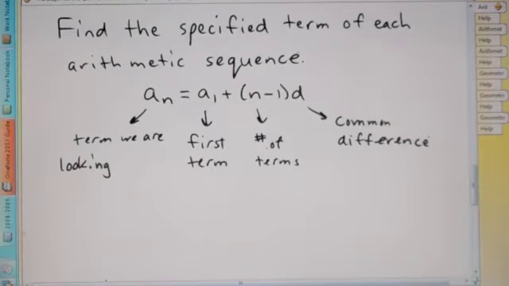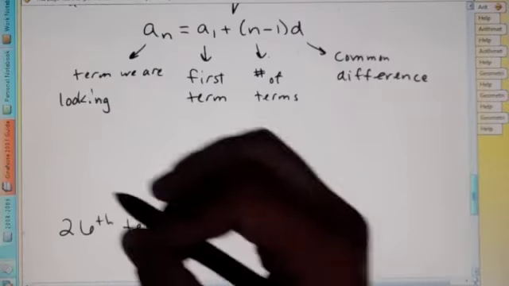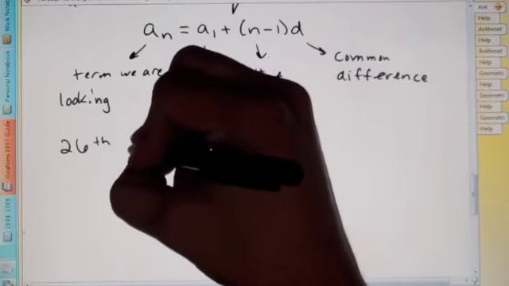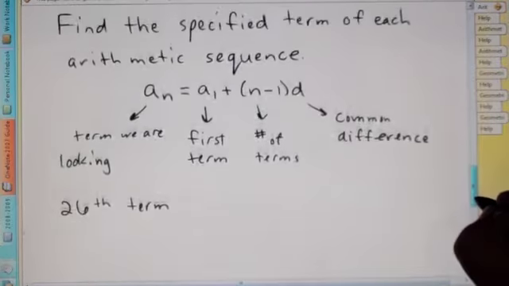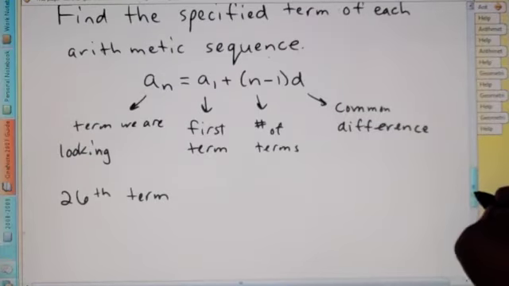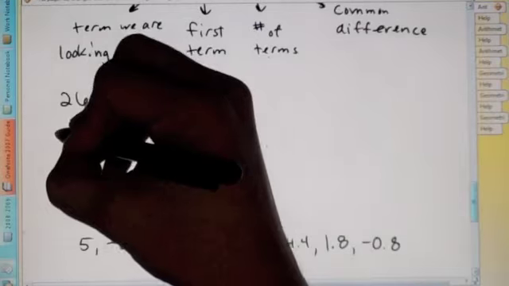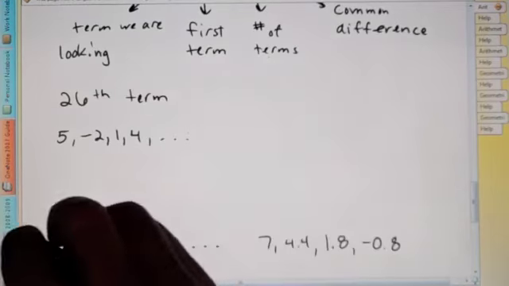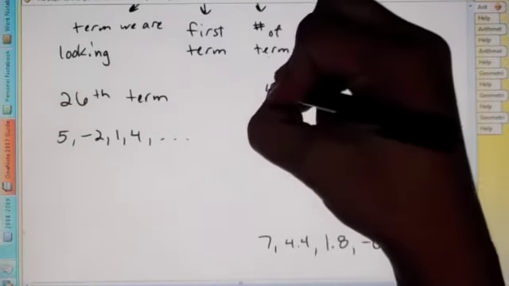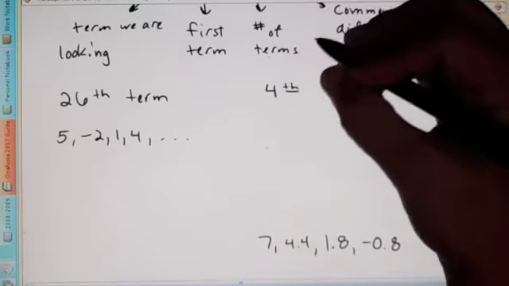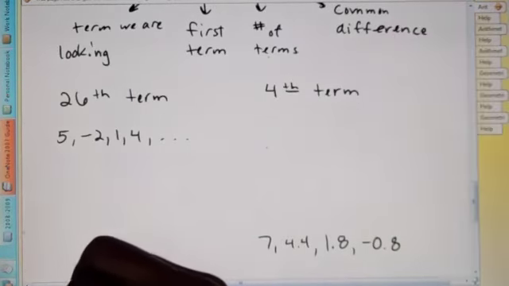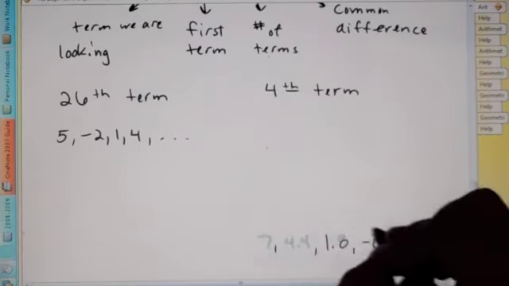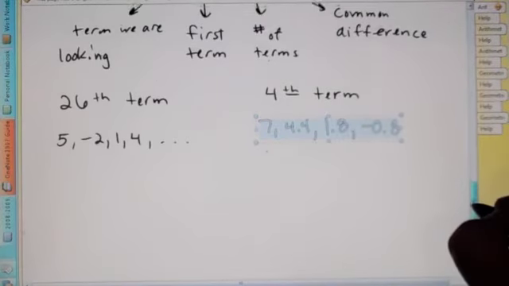It says find the specified term of each arithmetic sequence. So we want to find the 26th term of 5, negative 2, 1, 4, and so on. And we're going to find the fourth term of this one right here. Ooh, look at that, that's not what I wanted. Sorry. Here we go.